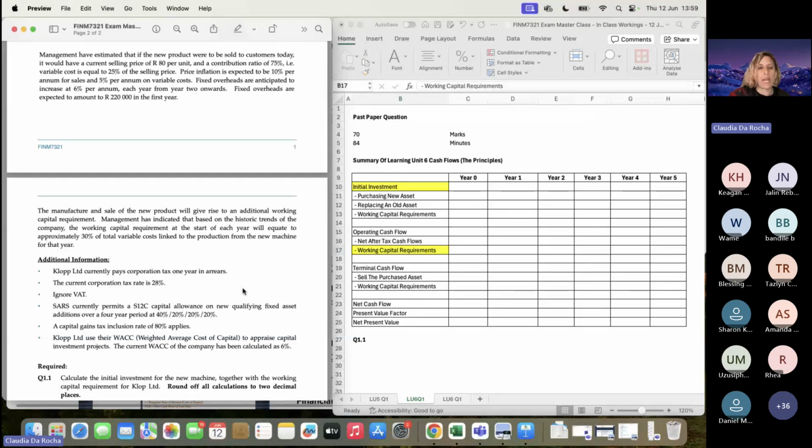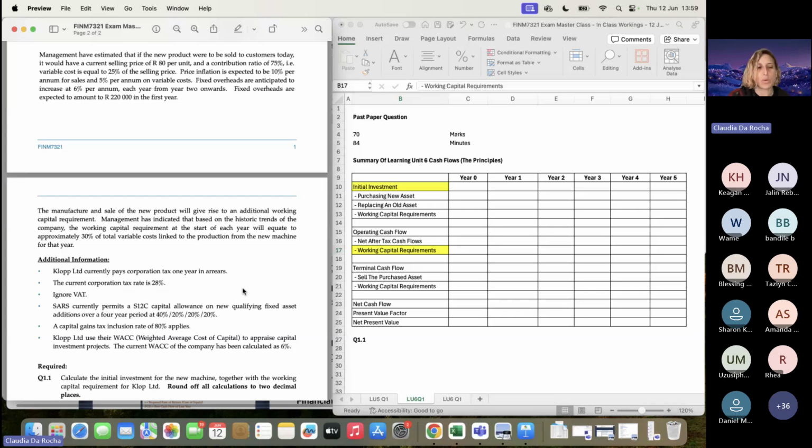Okay, so additional information says Club Limited currently pays corporate tax 1 year in arrears. What that means is that we will calculate the tax for a year, but it only gets paid in the following year. The current corporate tax rate is 28%. They must tell us that. We don't have to worry about VAT. Obviously, if there was VAT, we would exclude it.